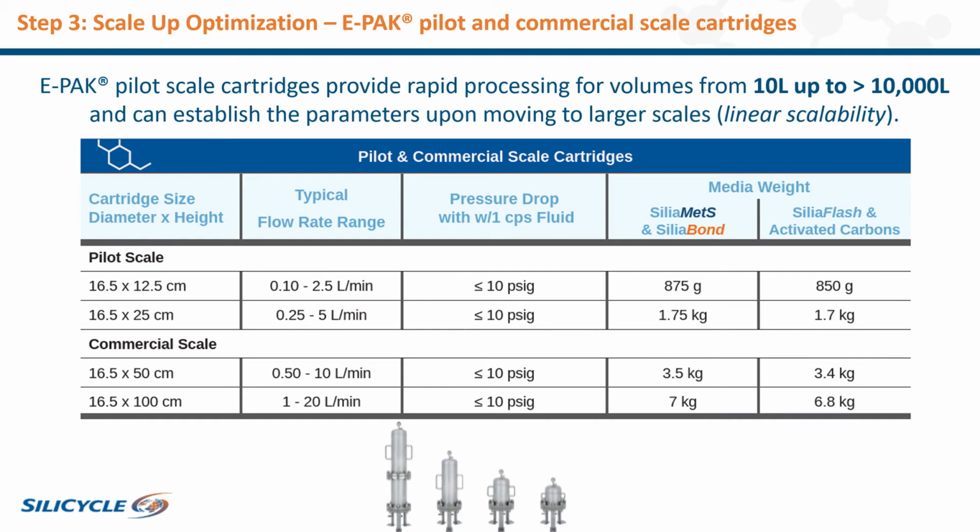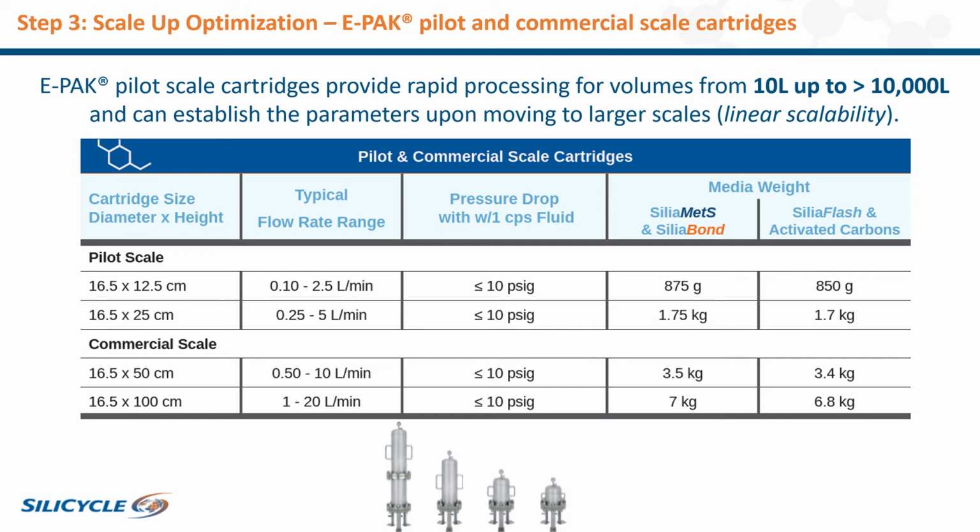In the case of the E-PAK, the beauty of this technology is that you can actually use all the parameters that you determine with the lab scale, and using a coefficient be able to get the same result with the bigger scale. So for the pilot scale and commercial scales, we can go from 10 liters up to 10,000 liters. And you can see those cartridges have a bigger diameter, 16.5, and they go from 12.5 centimeters all the way to 1 meter long.